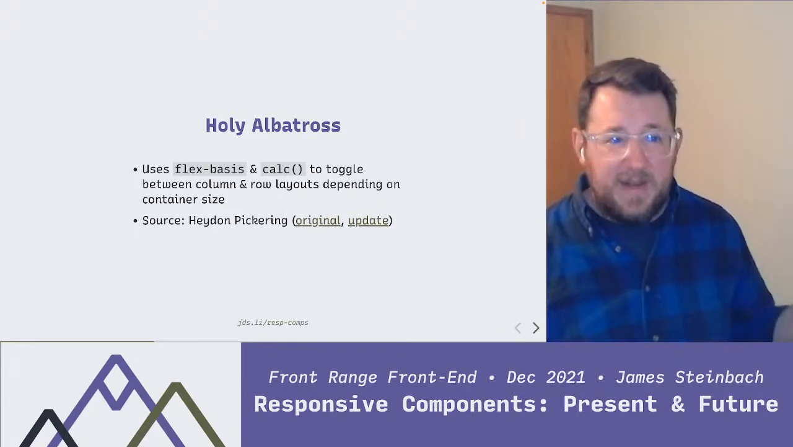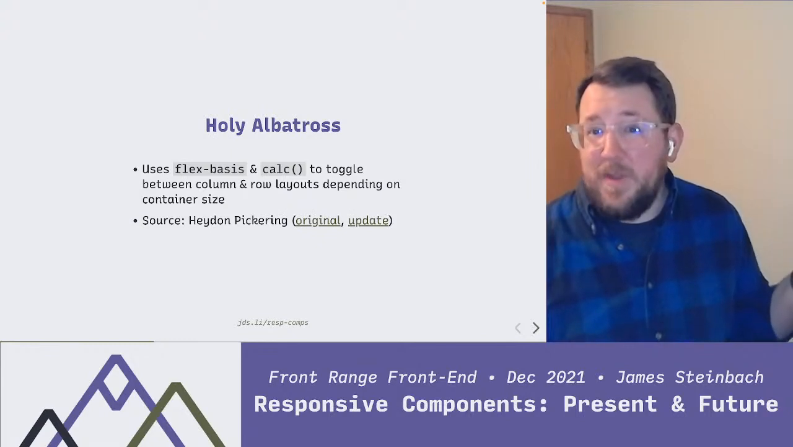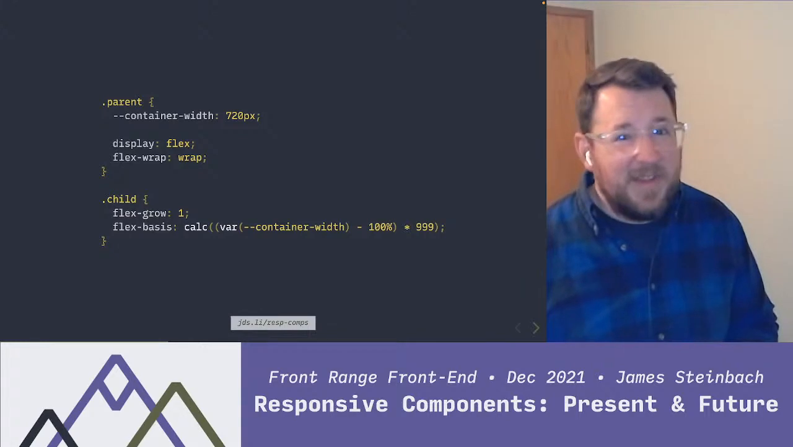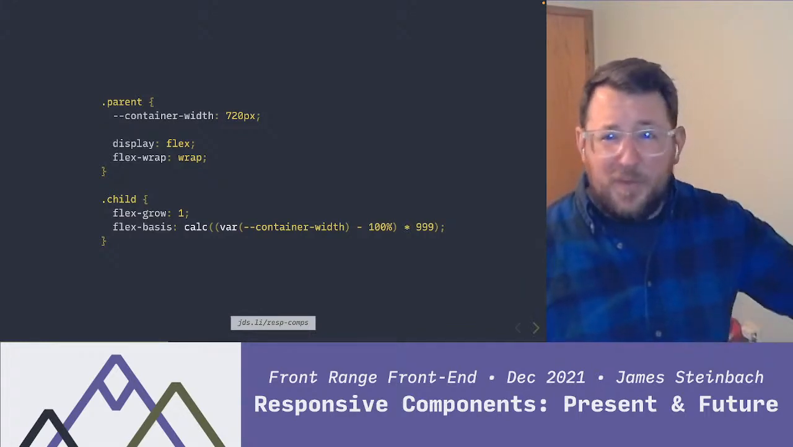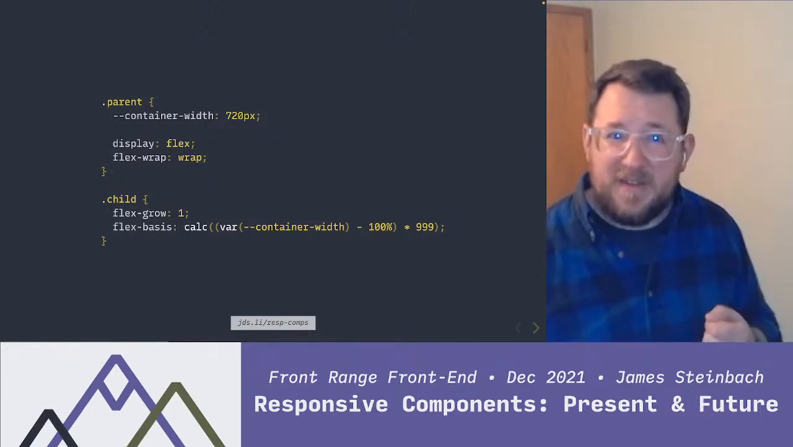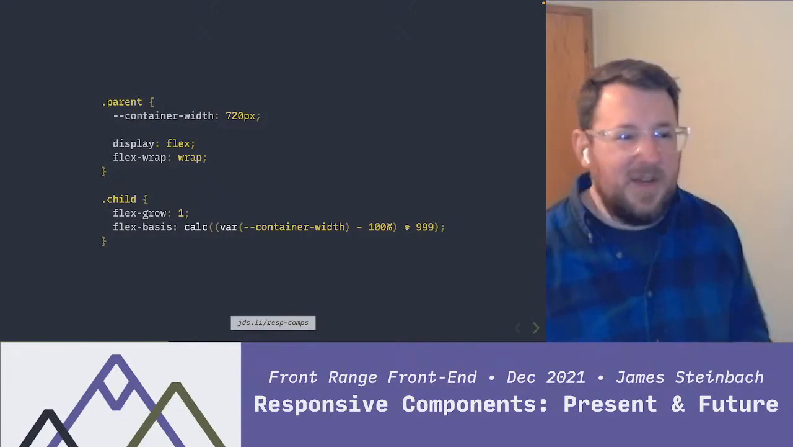This source goes to Hayden. He wrote a couple articles about it early on. I don't know exactly why he called it the Holy Albatross, but that's fun. And it looks like this in CSS. The container width I've put into a custom property just so it'd be reusable. If you're going to put this pattern into a site, you could change the container width on any other instance of it and get a new version.